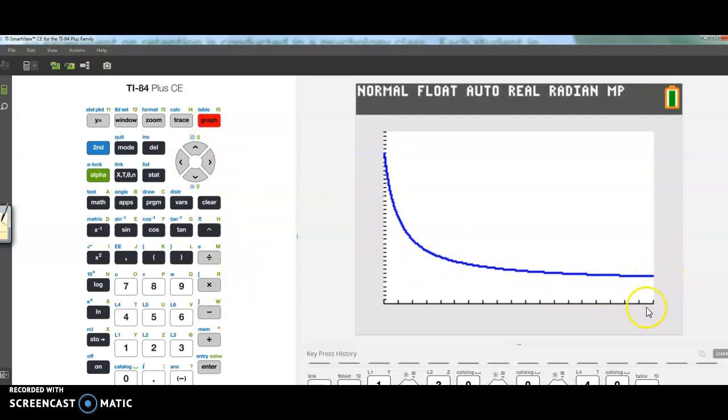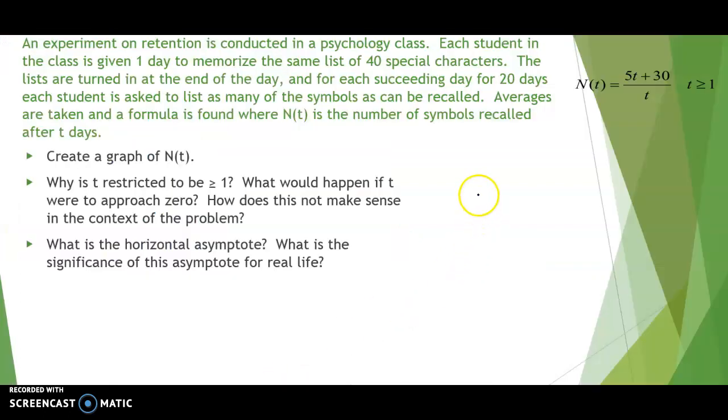It definitely does not come down to the axis. It levels off above the axis. And so we'll go back and make a sketch of that graph. So we used the x-axis as days, and we went from 1 up to 20. And this is the number of characters that they recalled. And we went up to 40.